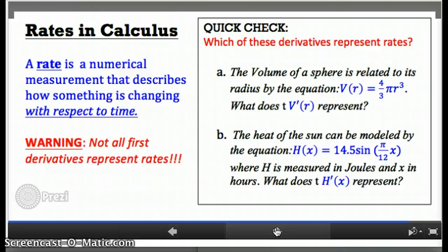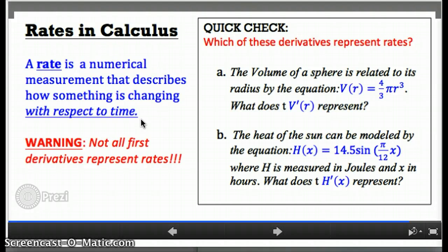Not all first derivatives are rates. It's only when you're taking the first derivative of something and the independent variable represents time that we have a rate. If the independent variable is something else, you can take the first derivative, but it's not going to tell you how something is changing with respect to time. It's just going to tell you how two things are changing related to each other.